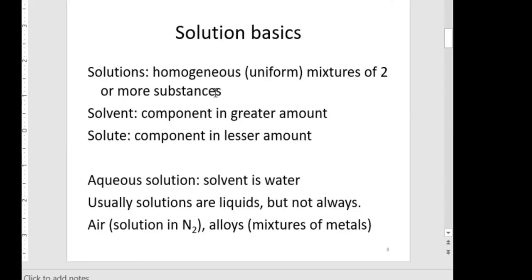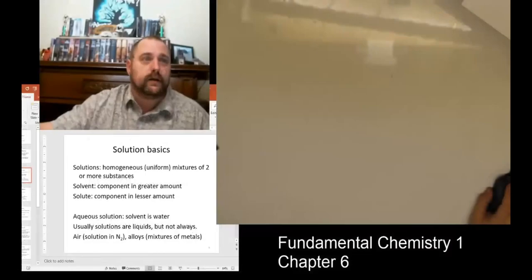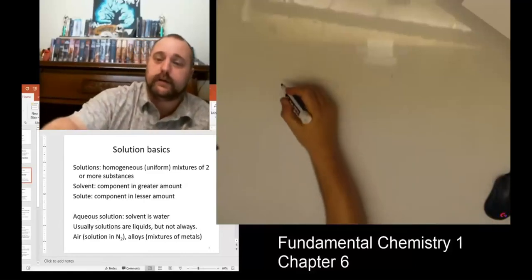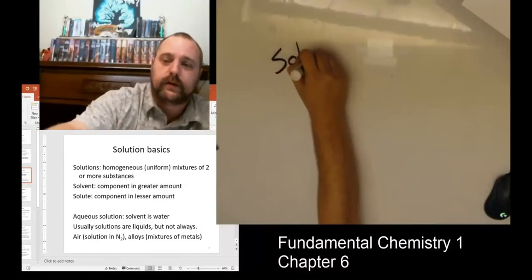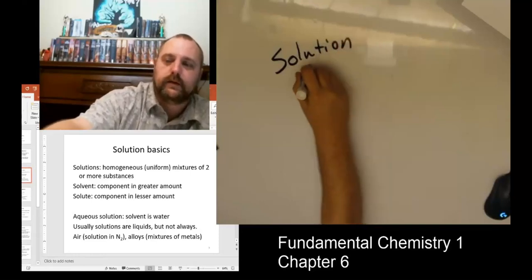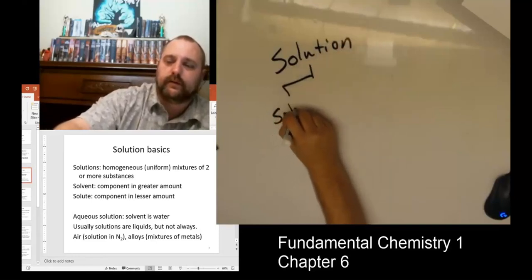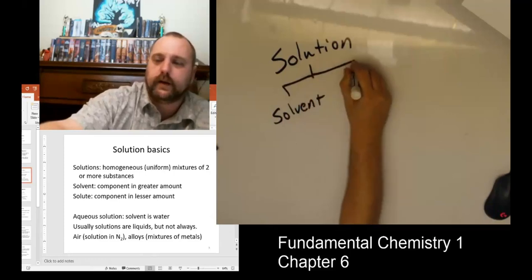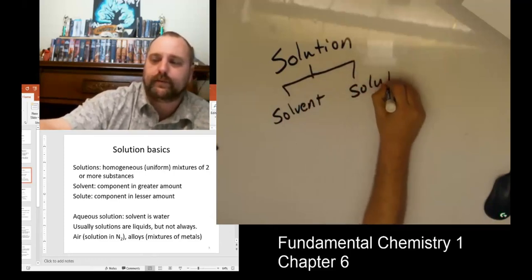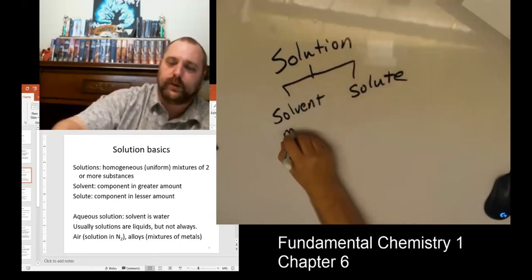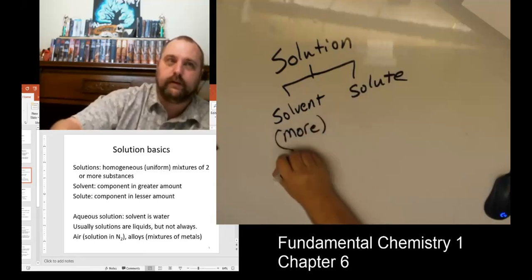So we're going to start with the basics for a solution. A solution is made up of two parts, the solvent and the solute. All right, and so the way I usually like to draw this out is a solution as a solvent and the solute. Now the solvent is what you have more of. You've got more of it.